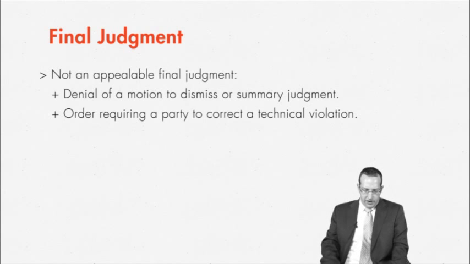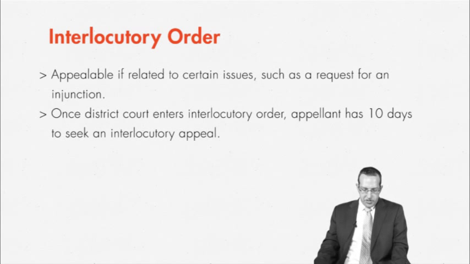We said that in order to file an appeal, you either need a final judgment or an interlocutory order. Interlocutory orders are appealable by right if they relate to certain issues. It's a short list, and the only one that you're likely to need to know is a request for injunction. Whether the court grants an injunction or denies an injunction, it is an interlocutory order by right and therefore appealable. Otherwise, and far more commonly, the judge must certify the interlocutory order and grant the parties the right to appeal it. Once the district court enters the interlocutory order, the appellant has just 10 days to seek an interlocutory appeal.